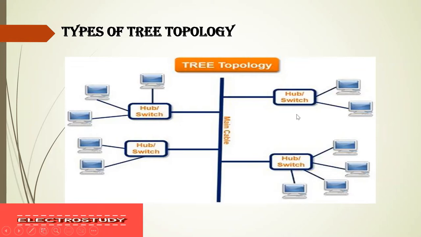Next, spanning tree topology. Here, all these clusters are available in an entire network and are connected completely to the main cable through a hub. It may be an intelligent hub, an active hub, or a passive hub, whatever it is. This complete cluster is said to be connected to the main cable in the spanning tree topology.